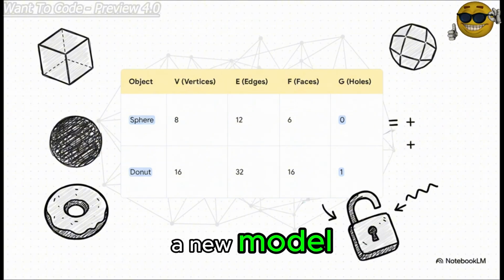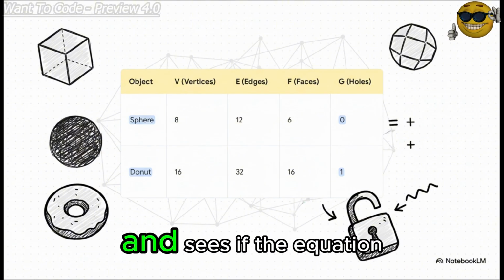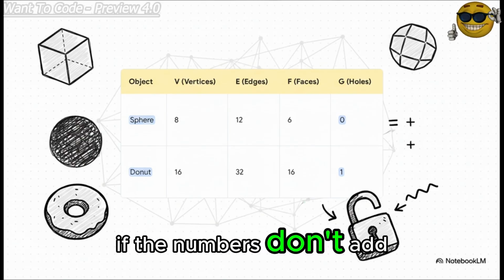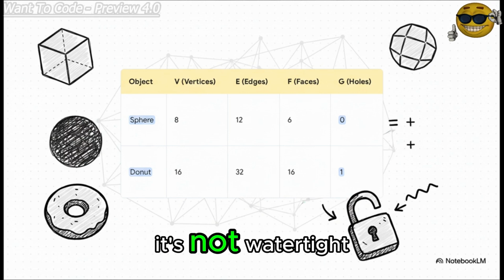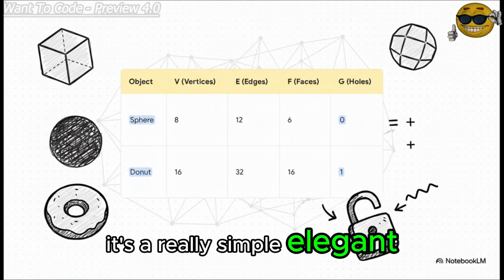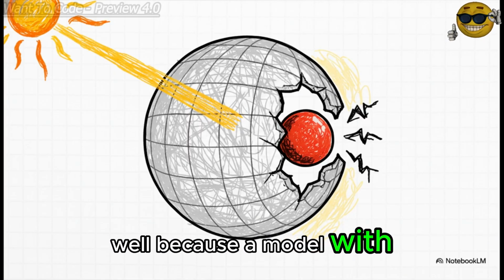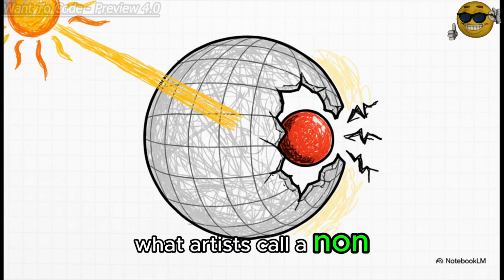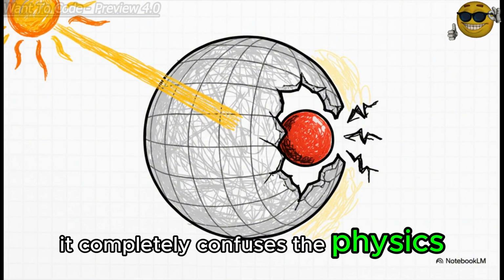So when the computer gets a new model, it just counts up the V, E, and F, plugs them into the formula, and sees if the equation works. If the numbers don't add up right, the computer knows instantly, hey, this model's topology is broken, it's not watertight. It's a really simple, elegant logic check. So why is this so important? Well, because a model with bad topology, what artists call a non-manifold mesh, it just breaks everything. It completely confuses the physics engine.